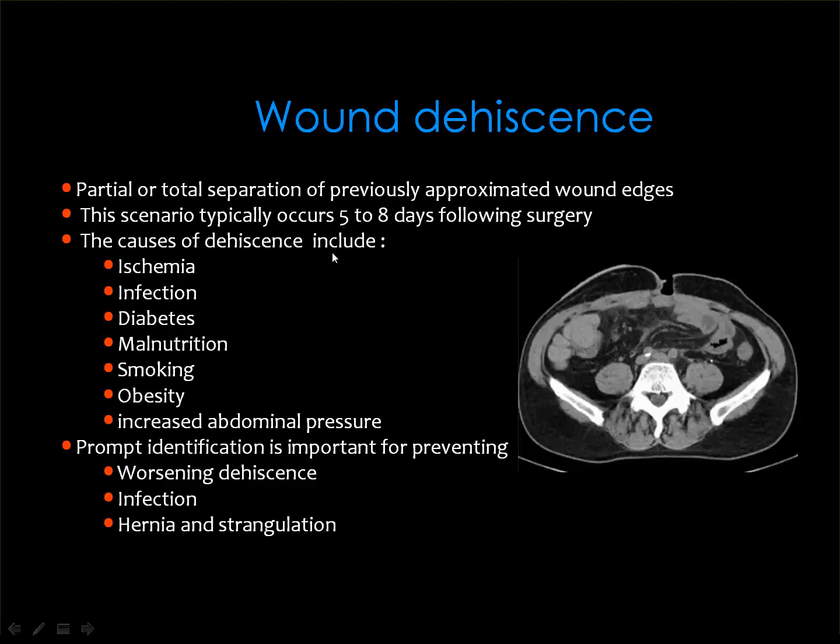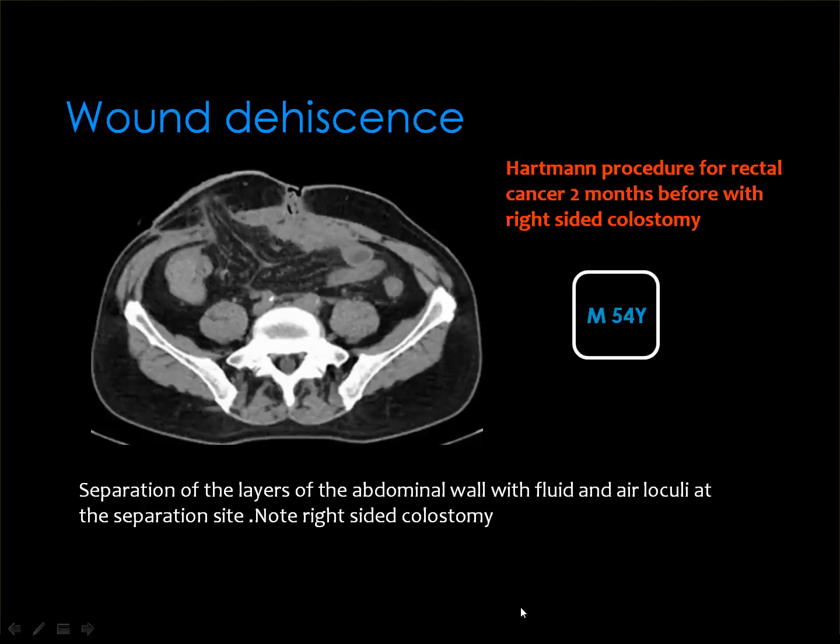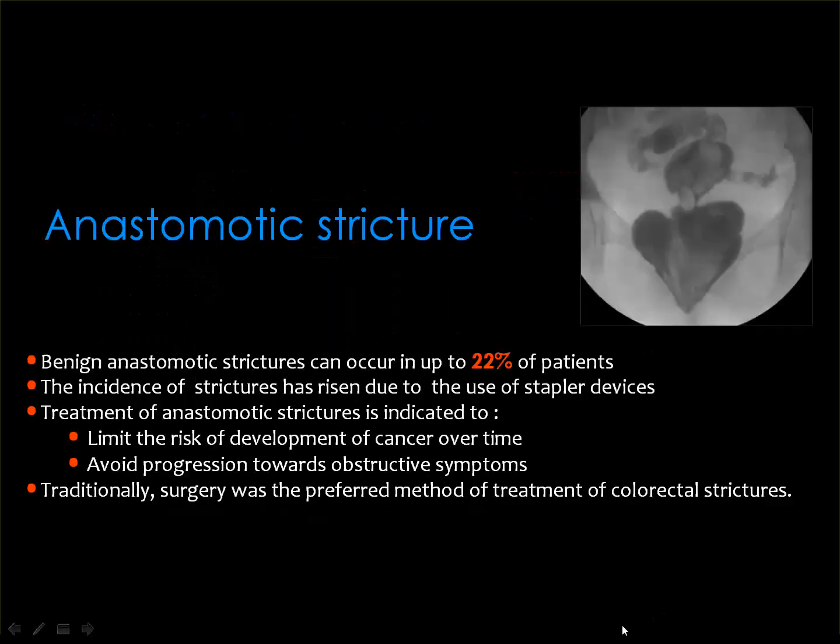There are underlying causes including ischemia, infection, diabetes, malnutrition, smoking, obesity, or increased intra-abdominal pressure. You should identify this very quickly and treat very quickly because of worsening dehiscence, infection, and the hernia with possible strangulation. And these are early changes in the wound dehiscence, and you got some air loculi as well as fluid density at the suture line. And this is the colostomy because this patient had a Hartmann procedure.